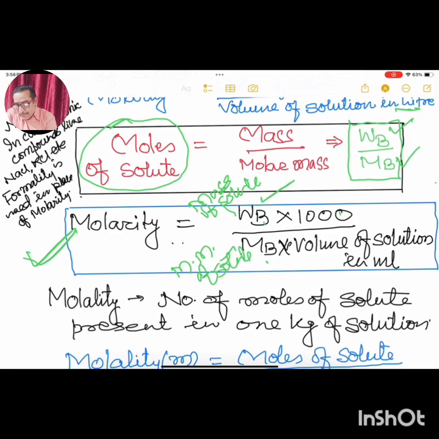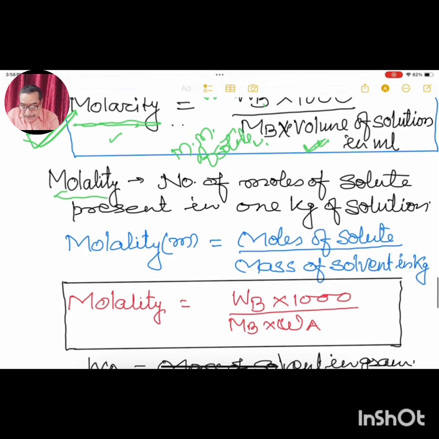So if three things are given to you, that is the mass of solute, molar mass of solute and volume of solution in liter, you can easily calculate molarity. Here one thing is also important: molarity depends on the volume, and volume can be changed with the change in temperature. Therefore, molarity changes with change in temperature.